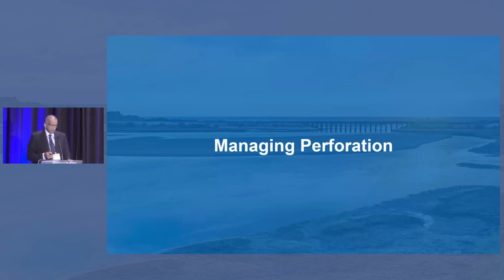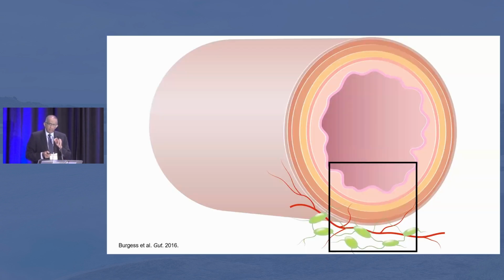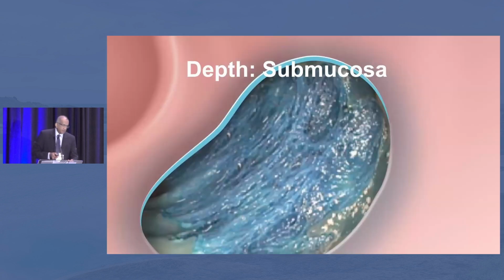Coming to perforation management, I want to share one thing. When you think about different layers of the colon, submucosa is the strongest layer. As long as you preserve the submucosa, you are not going to get into trouble with delayed post-polypectomy syndrome or delayed perforation. So when you inject indigo carmine and you cut, I want to show you a series of pictures that will tell you the depth of your cut.